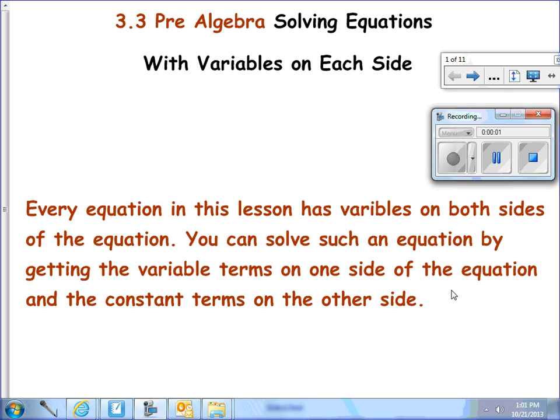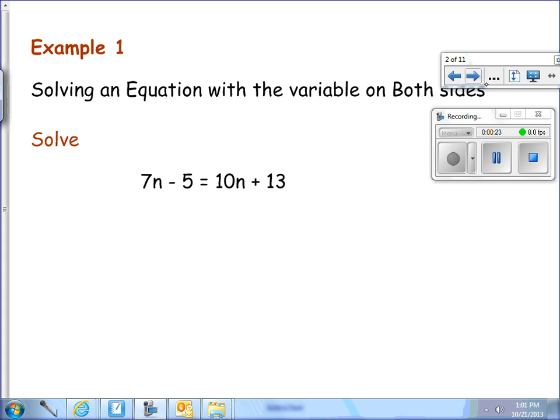Now, in this lesson of solving equations with variables on each side, every equation in this lesson has variables on both sides of the equation. You can solve such an equation by getting the variable terms on one side of the equation and the constant terms on the other side of the equation. So we're going to do an example of this. Solving an equation with variables on both sides.